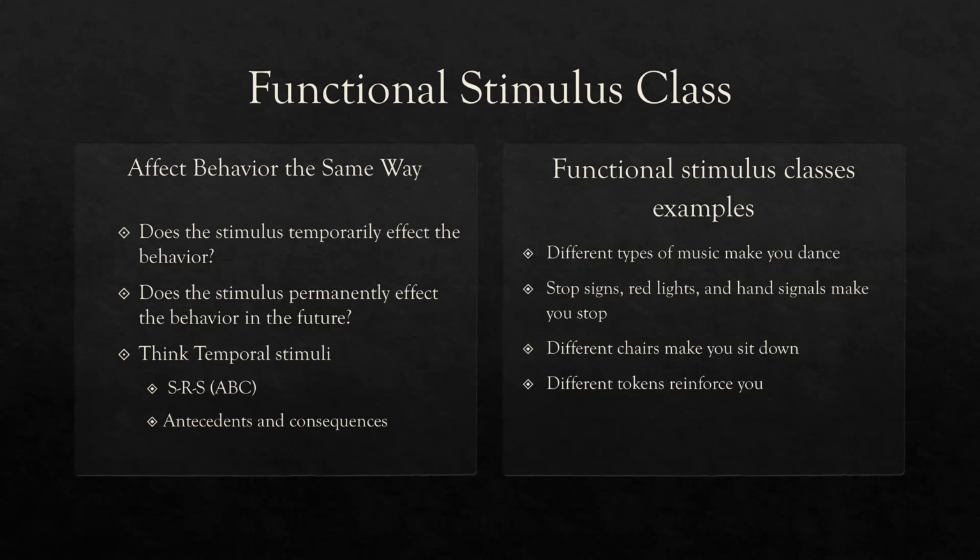So, for example, different types of music make you dance. Rock, rap, pop, whatever type of music you're listening to can all evoke the behavior of dancing. Stop signs, red lights, and hand signals make you stop. Different chairs make you sit down. Different tokens might reinforce you. All these different stimuli make up a class that affect behavior the same way.